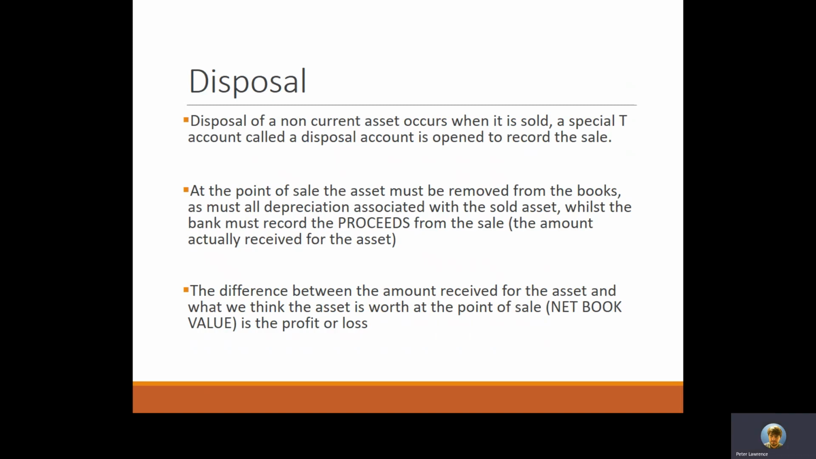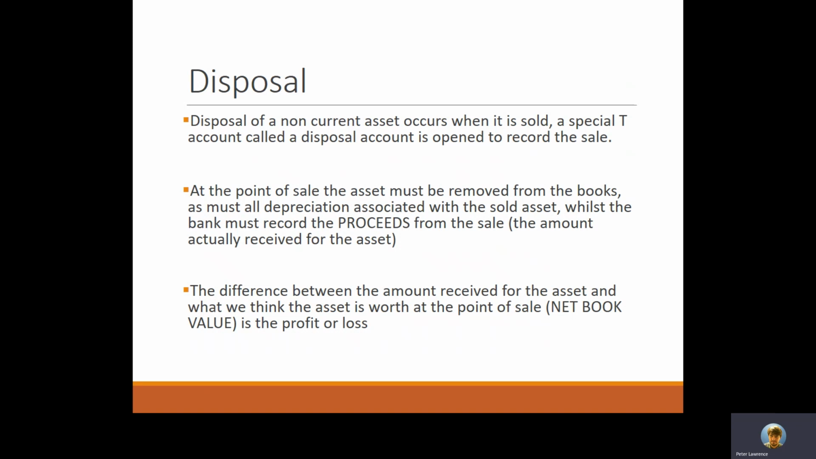Now, disposal. When we sell an asset, we have to open a very special T account called a disposal account to record the sale of the asset. What we have to make sure that we do is take the asset away from the books. So remove it from the books. Obviously, if we sell an asset, we can't keep it on our balance sheet, so we're going to have to take it out of the ledgers. We must also remove all depreciation associated with the sold asset from the statement of financial position. So that again must be removed from the ledgers. And we also must record the money received into the bank for the sale.